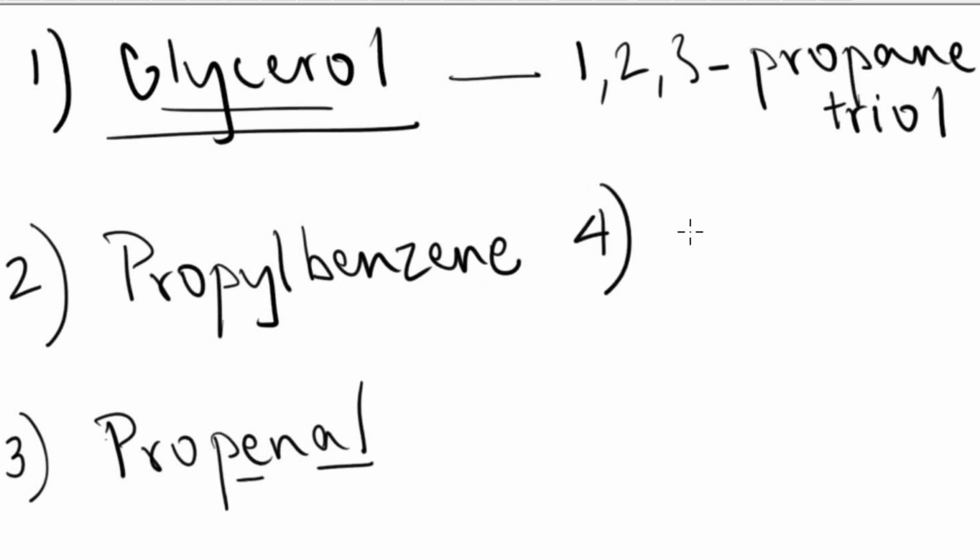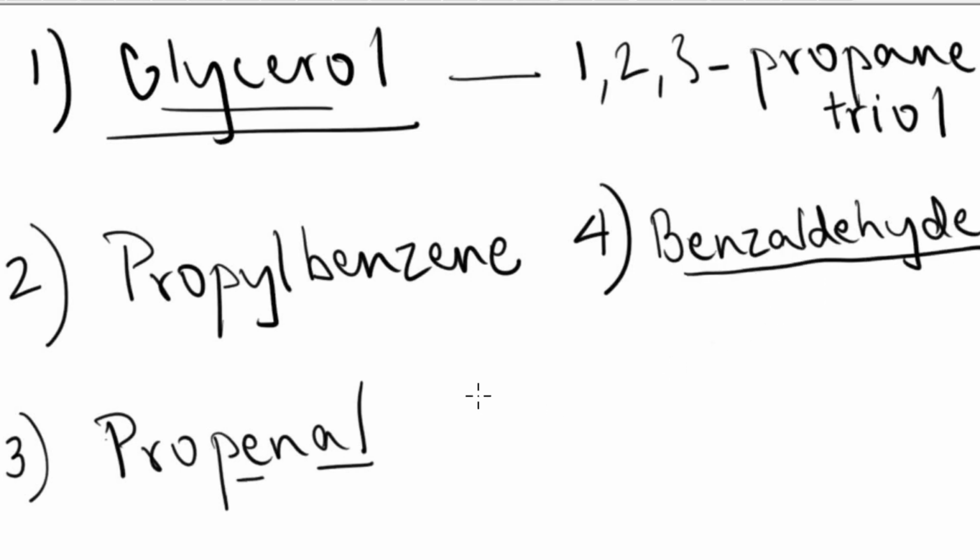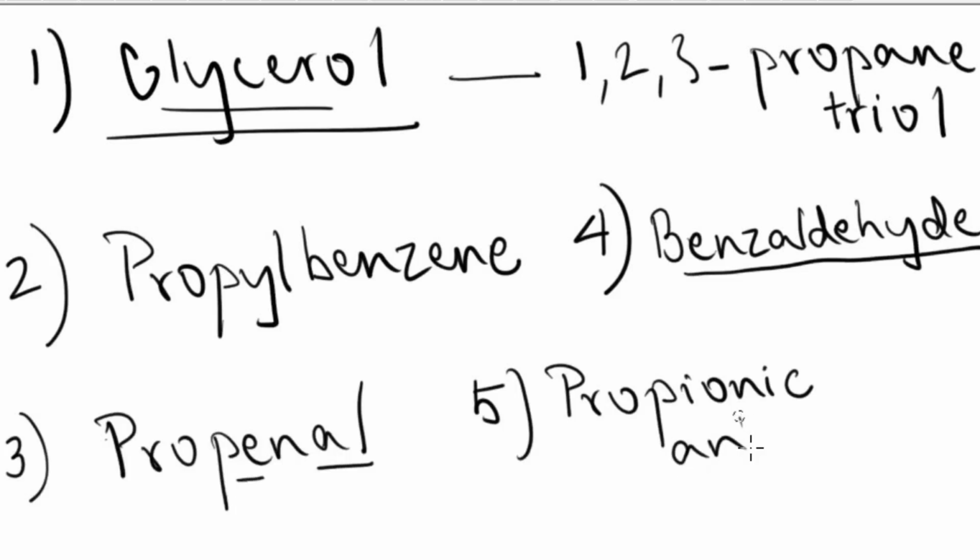The fourth one was benzaldehyde. Now you could have thought of benzal or benzenol. You wouldn't be wrong, but it is known as benzaldehyde. Okay, and the last one was propionic anhydride. So you had two propionic acids combining to give you a propionic anhydride.